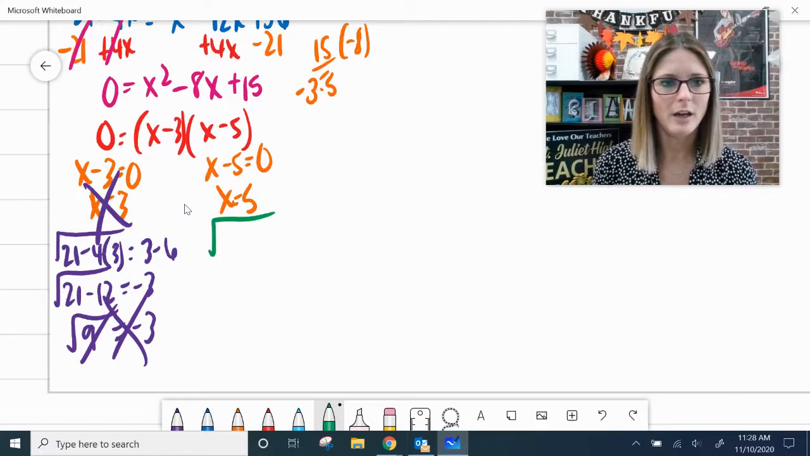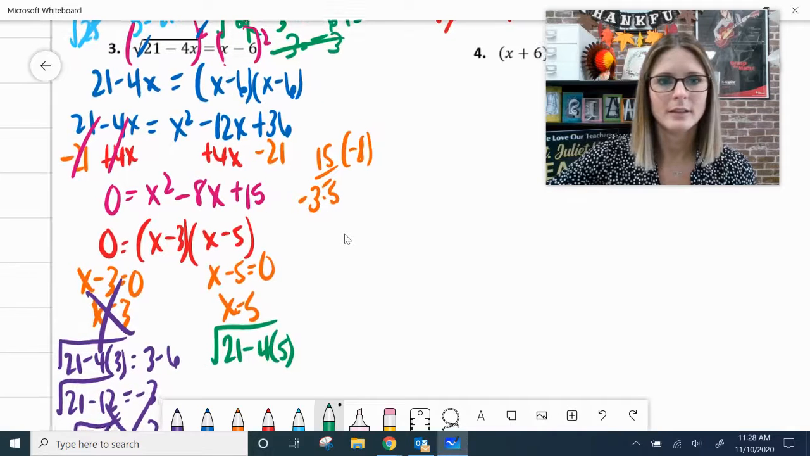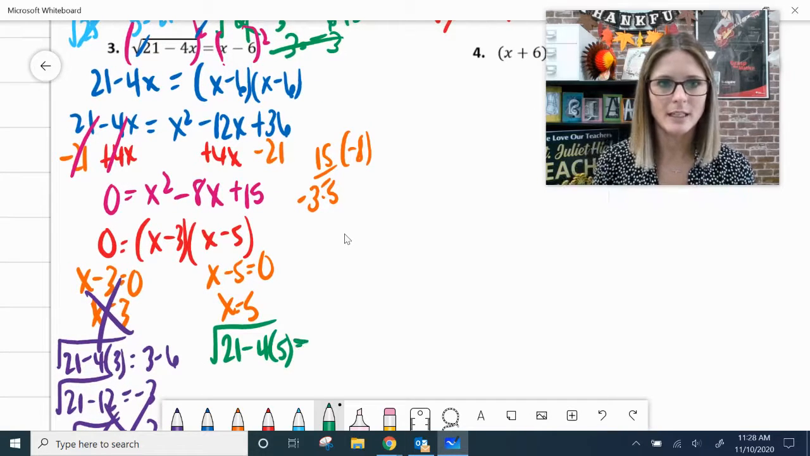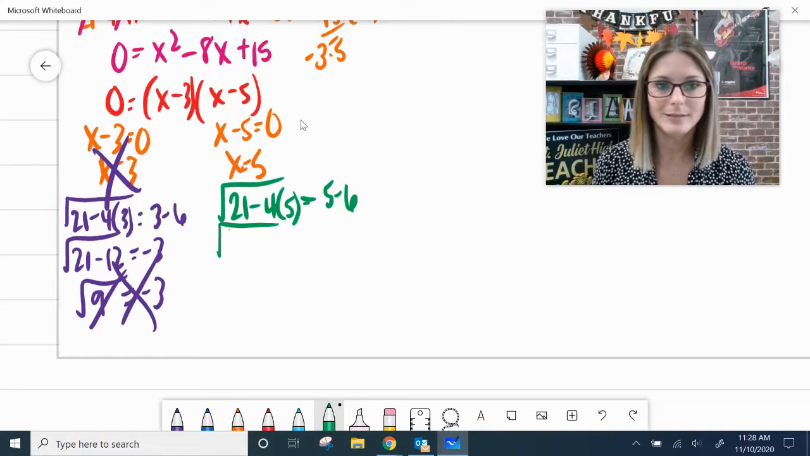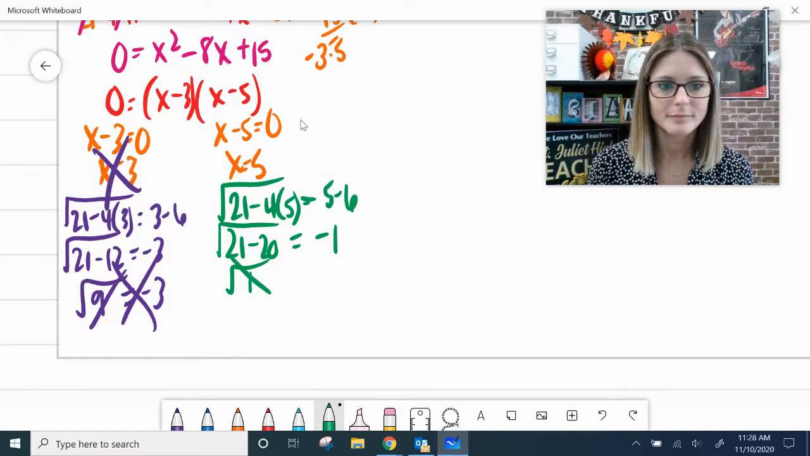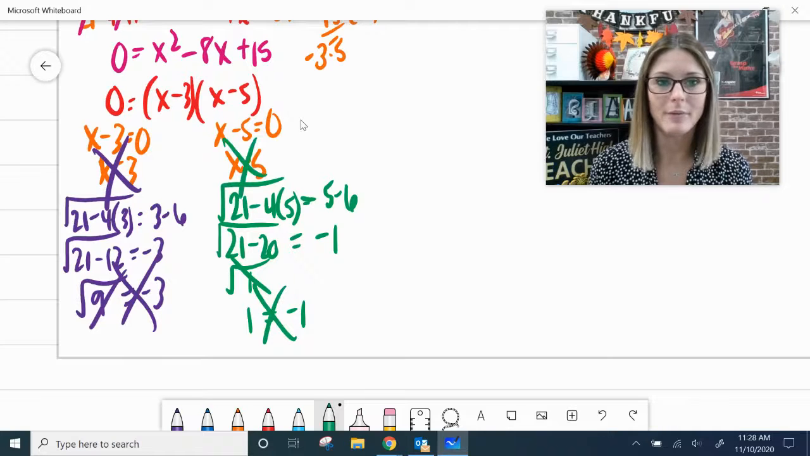The square root of 21 minus 4 times 5, is that equal to 5 minus 6? I don't think this one's going to work either, because 21 minus 20, is that going to equal a -1? Well, the square root's not going to equal a negative. 1 is not equal to -1. Throw that one out too.